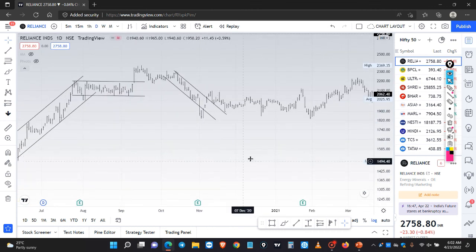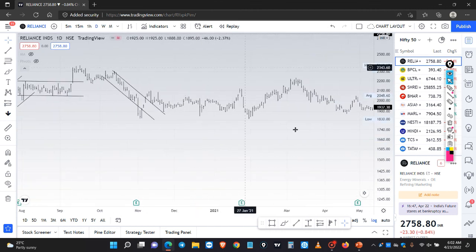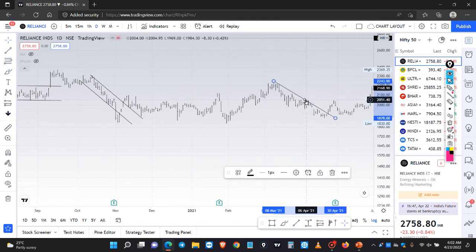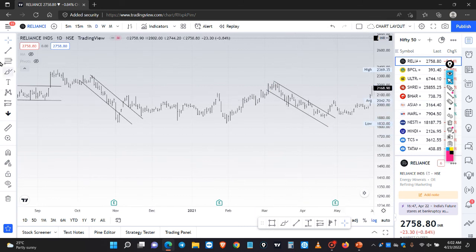Okay, here is a good example of a downtrend channel. Here it took the resistance, here was the support, here was the resistance, and here was the support, and then price broke the resistance and went into new territory.